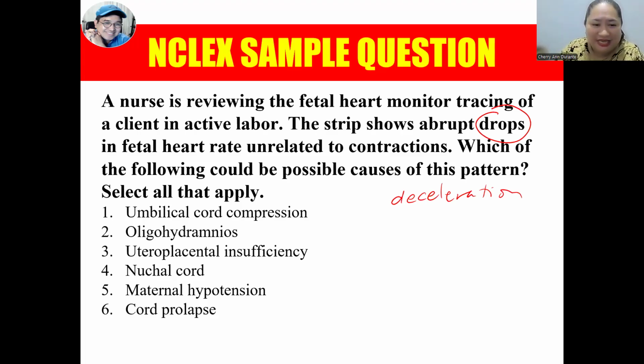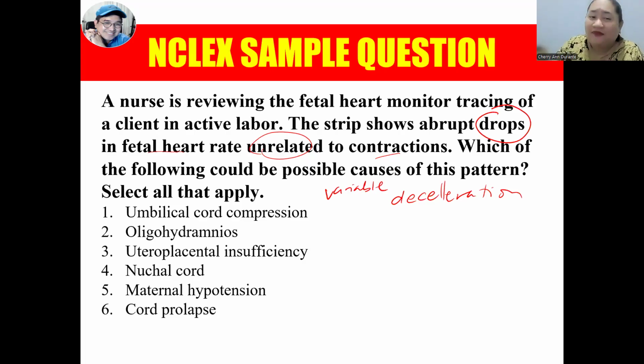Now the question is, it says here the fetal heart rate drops are unrelated to contraction. So they didn't say it happens early in the contraction. They didn't mention it happens late in the contraction. They mentioned it's unrelated to contractions. What type of deceleration is this, guys? Your answer will be variable. Very good.